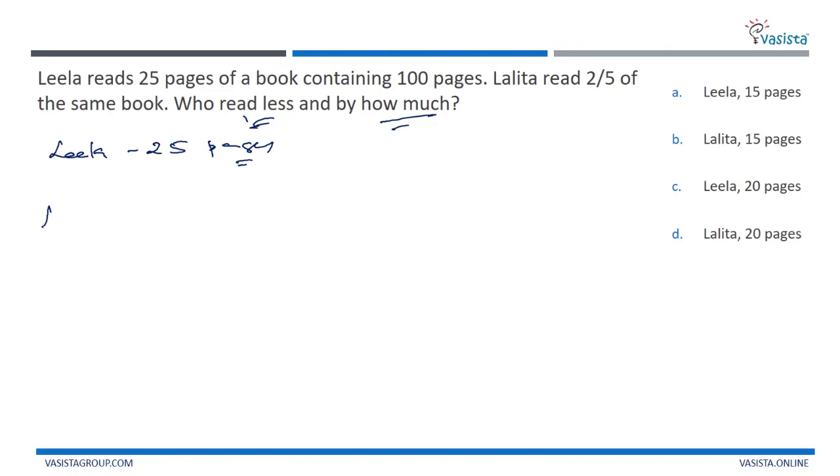Now let us check out Lalita's number of pages. How many pages did she read here? 2/5 of 100, that is 2/5 × 100. You need to write it like this. Now check this out: 5 1s are 5, 5 2s are 10, so 5 20s are 100. So now 2 into 20 is going to be 40. Now Lalita read how many pages? 40 pages.